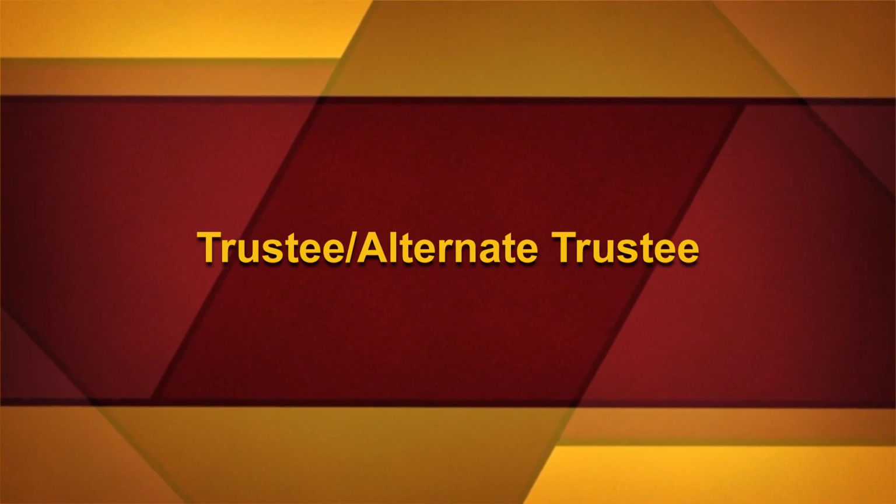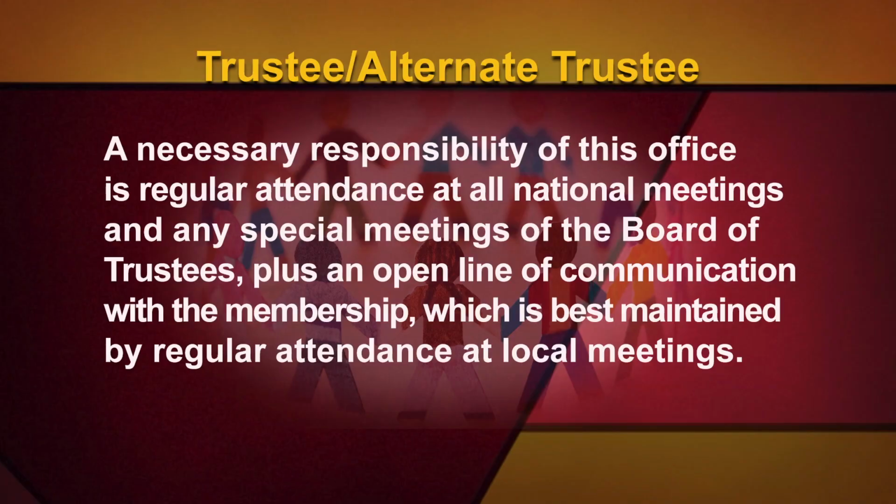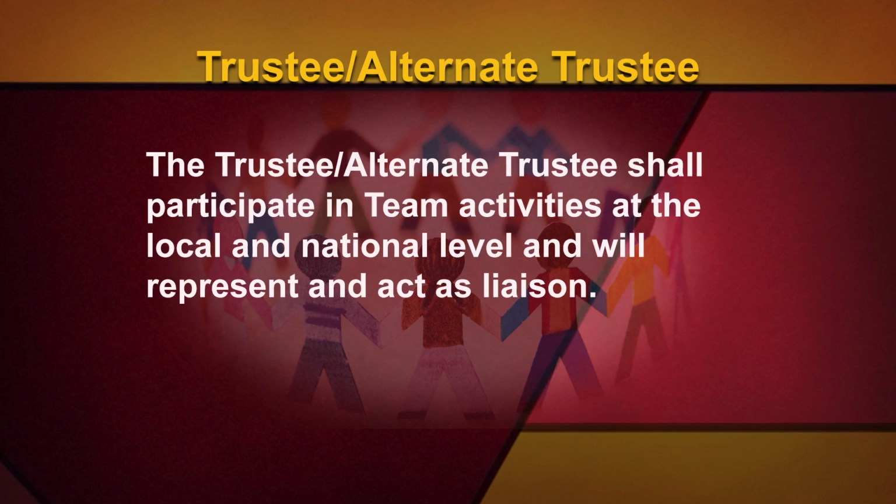Trustee or alternate trustees. The trustee is the duly elected representative of the members of his or her chapter. A necessary responsibility of this office is regular attendance at all national meetings and any special meeting of the Board of Trustees, plus an open line of communication with the membership, which is best maintained by regular attendance at the local meetings. The trustee or alternate trustee shall participate in team activities at the local and national level and will represent and act as liaison.